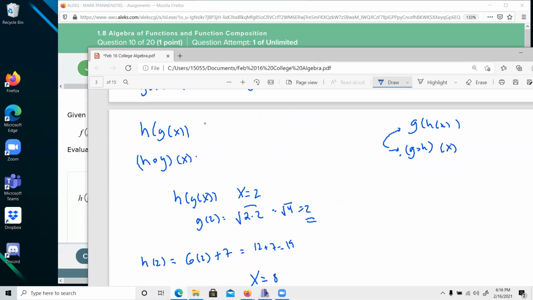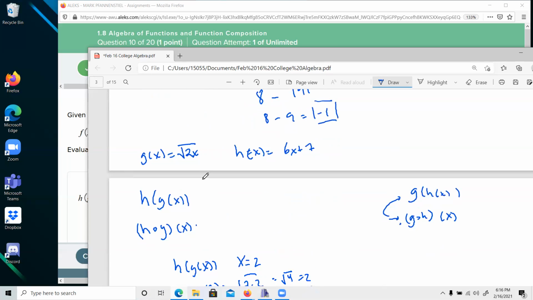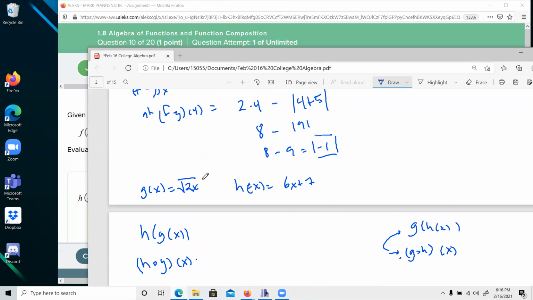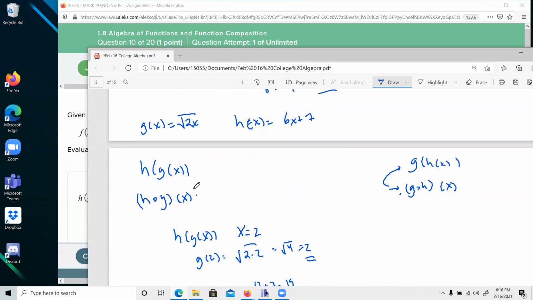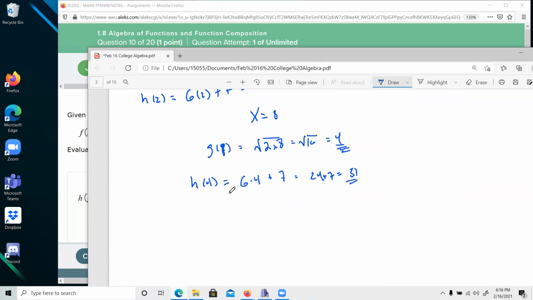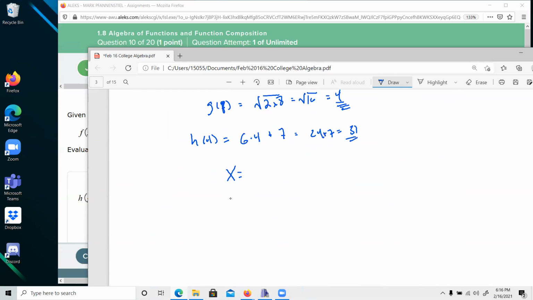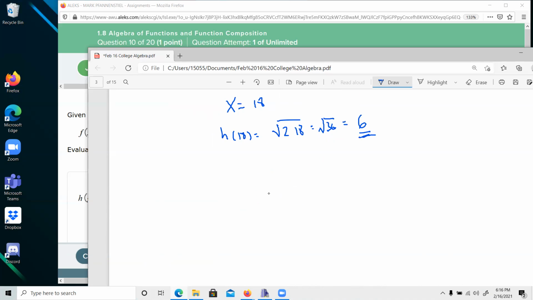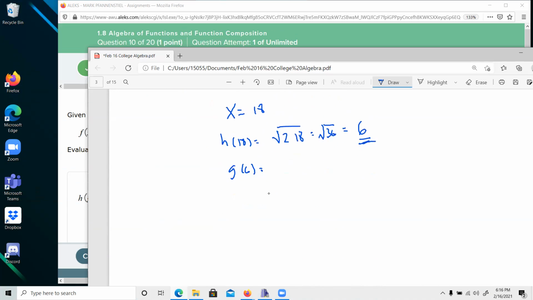Okay, let's do another one. Let's do one where we had 36 works. So 2 times what? 2 times 18. So let's let x is equal to 18. So g of 18 is the square root of 2 times 18. That's the square root of 36, which is equal to 6. Now I'm going to take this 6, and we're going to say h of 6 is equal to 6 times 6 plus 7.